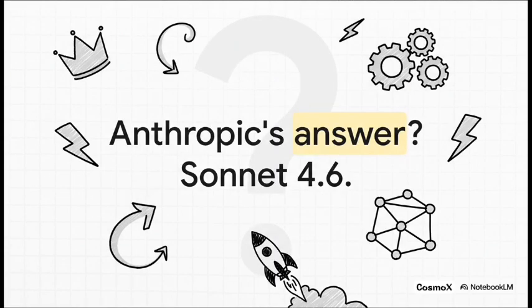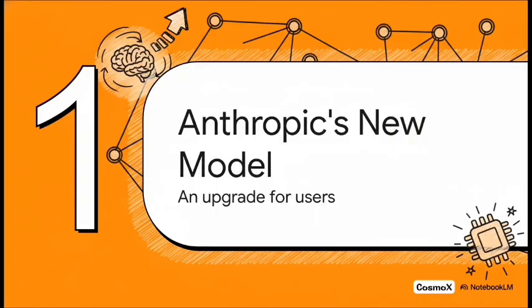So in this incredibly crowded and fast-moving field, Anthropic has just made its next big play. They've rolled out a brand new model called Sonnet 4.6, and this is their answer to that constant, relentless push for more power and more capability. Okay, so let's get into it.